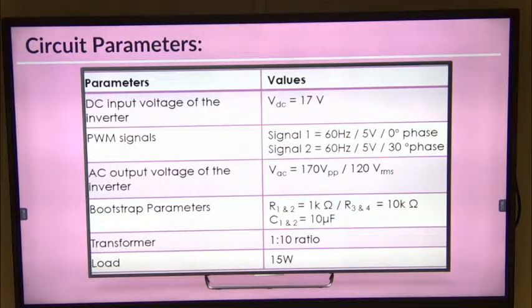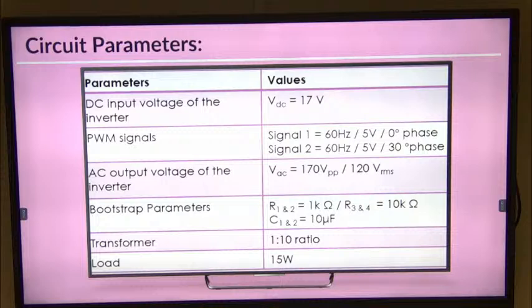So our circuit parameters. The DC input voltage is 17 volts. The PWM signals are two. The first signal has a frequency of 60 Hertz, an output voltage of 5 volts, and a 0-degree phase shift. The second signal has a frequency of 60 Hertz, an output voltage of 5 volts, and a 30-degree phase shift. Our AC output voltage is 170 peak to peak and 120 root mean square.